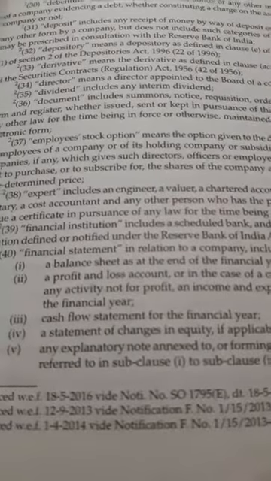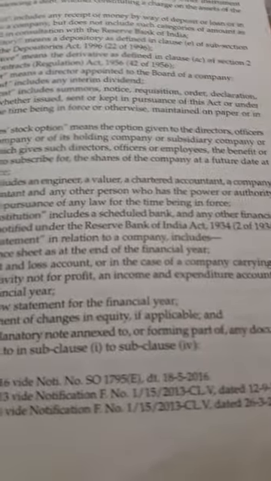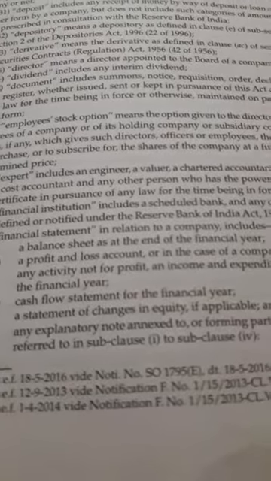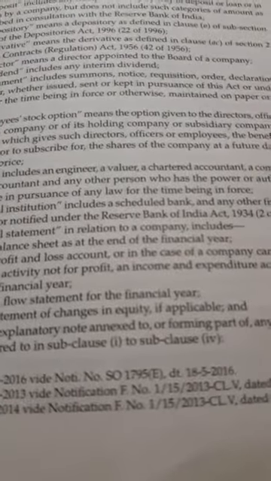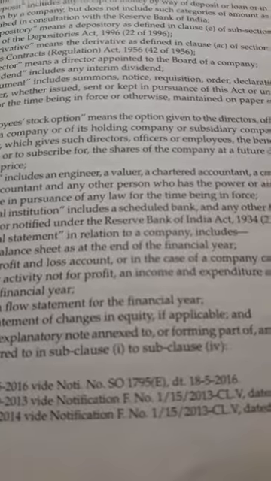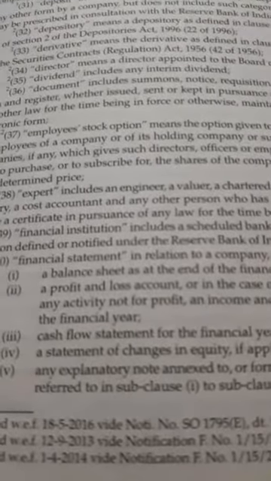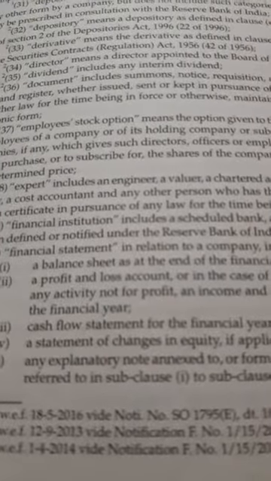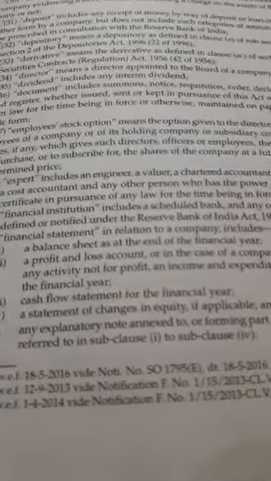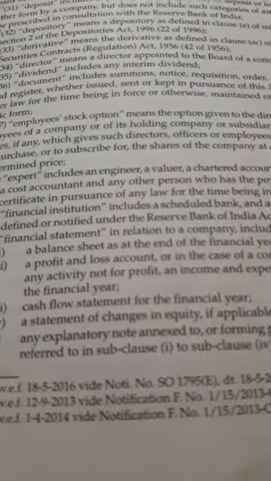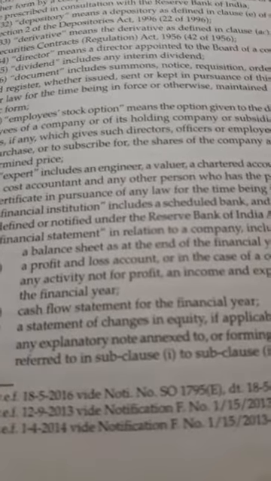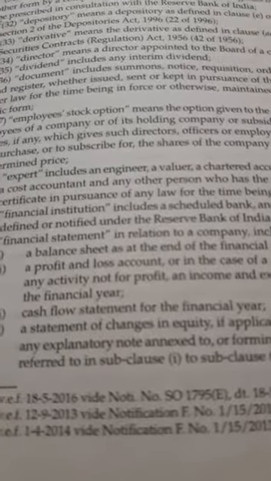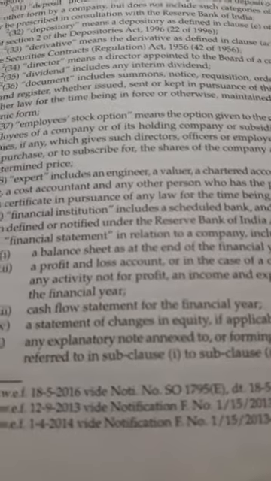The next is any explanatory note annexed to or forming part of any document referred to in subclause 1 to subclause 4. What are the documents referred to in subclause 1 to subclause 4? A balance sheet, a profit and loss account, or income and expenditure account for non-profit organizations, a cash flow statement, and a statement of changes in equity. With relation to every one of these statements, an explanatory note may be annexed.